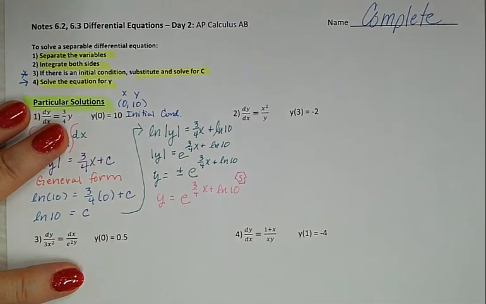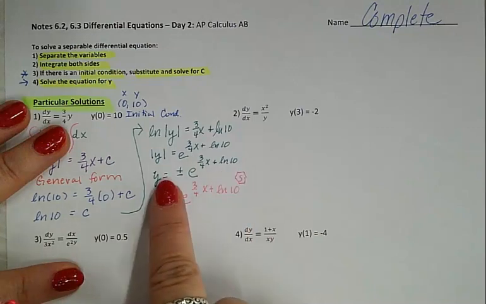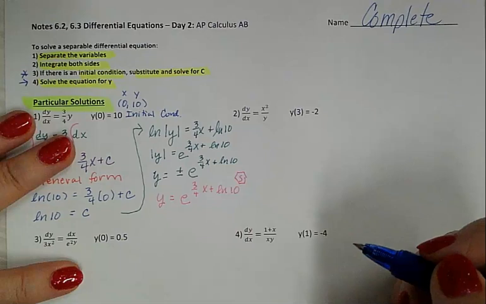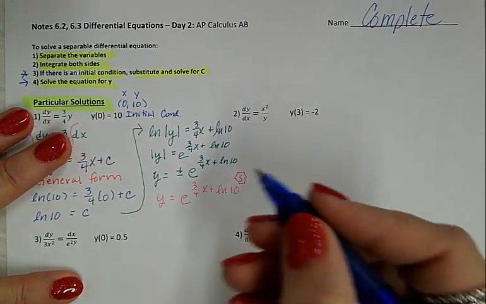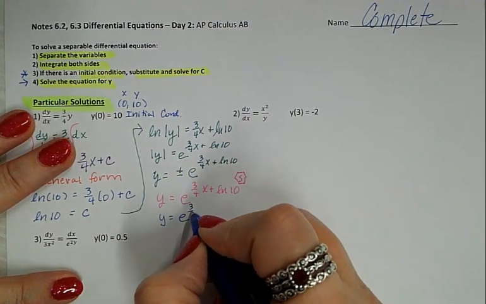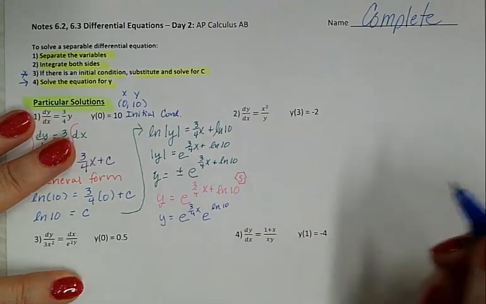You're not finished with the particular solution until you get to this point, till you've tested and figured out which one to use, the positive version of the equation or the negative version of the equation. So what might this look like if I went ahead and turned it into a multiple choice question once I had this? Then remember I could take y equals, and it could be e to the 3/4 x times e to the natural log of 10.